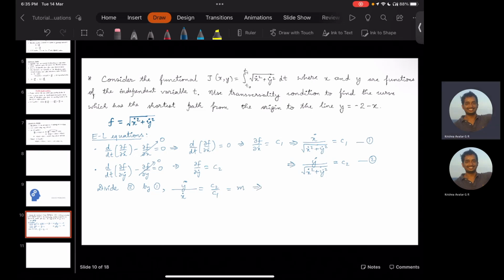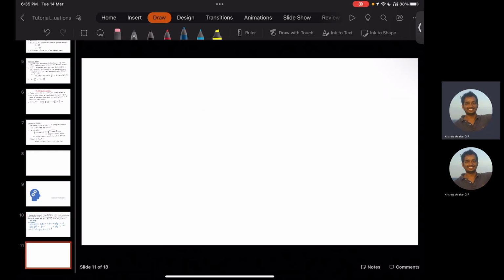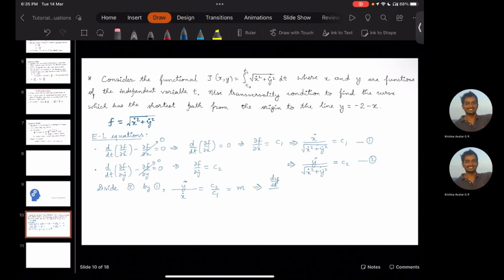Now this implies that, let's write y dot in the form of the ratio of differentials. So dy by dt divided by dx by dt is equal to m, and dt cancels out, so we have dy by dx is equal to m. So this is a first order differential equation. Upon integration we'll have y is equal to mx plus c, right?